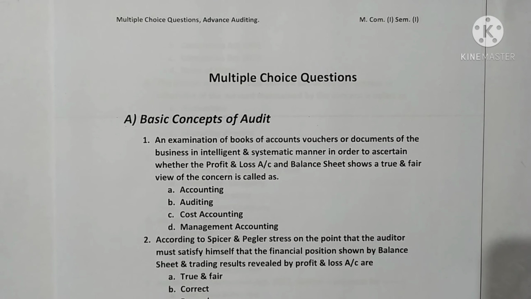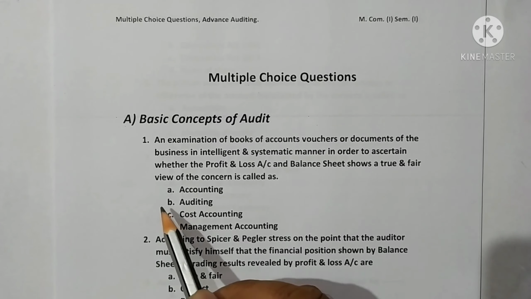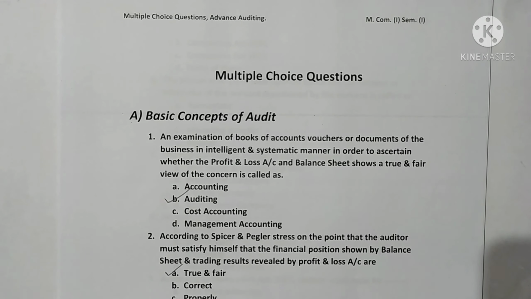An examination of books of accounts, vouchers, and documents of the business in an intelligent and systematic manner, in order to ascertain whether the profit and loss account and balance sheet show a true and fair view of the concern, is called auditing. Here option B is correct. Question two. According to Spicer and Pegler, stress is on the point that the auditor must satisfy himself that the financial position shown by the balance sheet and trading results revealed by the profit and loss account are a true and fair view. Option A is correct.